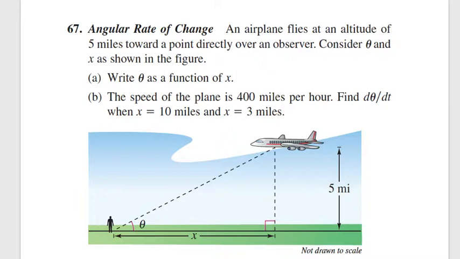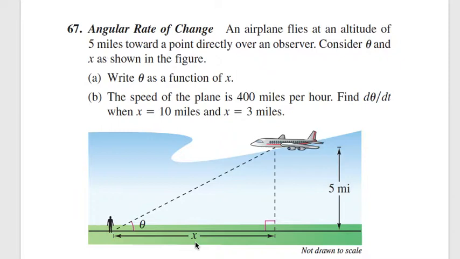So here's the observing person, and the plane is coming straight towards that person. So the first thing we need to understand and accept is that if the speed of the plane is 400 miles per hour, it means dx dt is negative 400. As the plane moves forward, x is becoming smaller and smaller, so the rate of change of x, dx dt, is a negative number. dx dt equals negative 400 miles per hour.